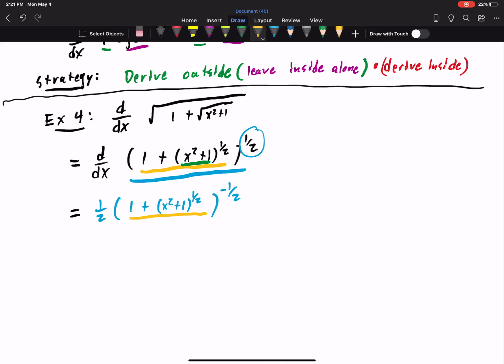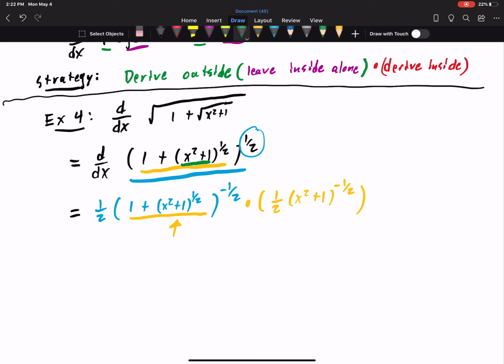So the derivative of that 1 is going to go away. Okay, so that's 0. And then we need to derive this 1/2 power here. So this thing has an outside function of 1/2. This 1/2 is going to get moved down in front. All right. So it becomes 1/2 times x squared plus 1, because we're copy pasting the inside, to the minus 1/2.